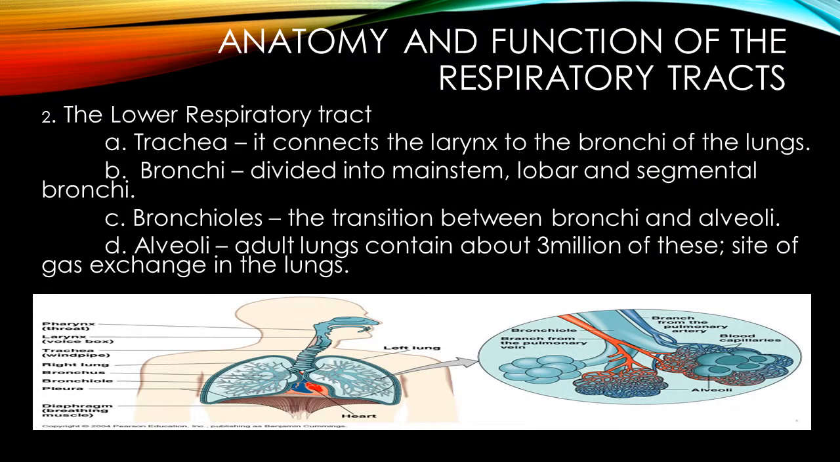The lower respiratory tract is composed of the trachea, bronchi, bronchioles, and alveoli. The trachea is the one that connects the larynx to the bronchi of the lungs. Bronchi are divided into main stem, lobar, and segmental bronchi. Bronchioles are the transition between bronchi and alveoli. Alveoli are the site of gas exchange in the lungs. Adult lungs contain about 3 million of these.